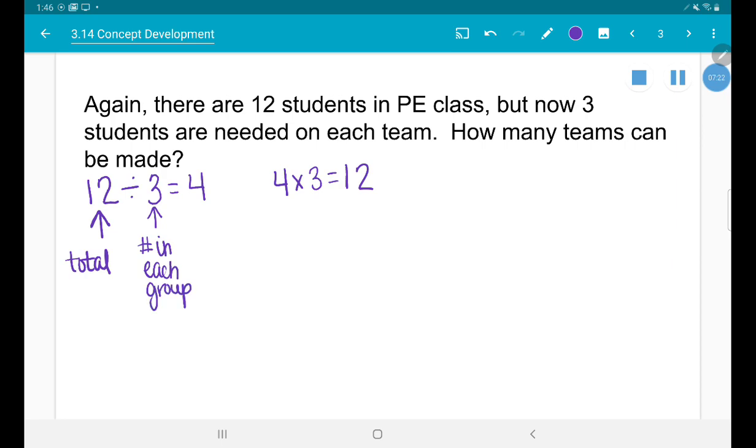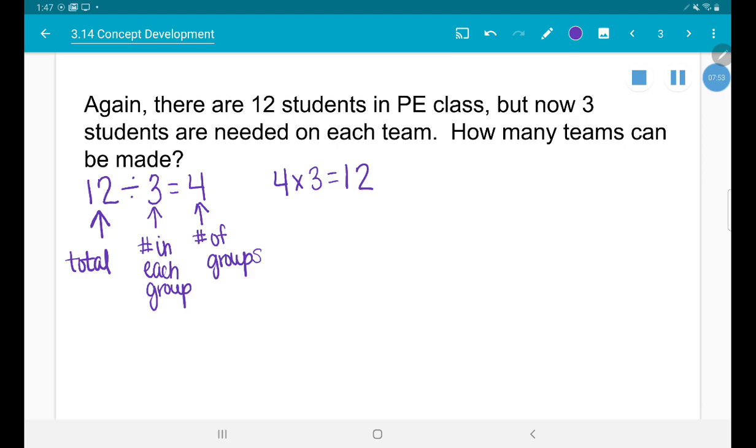And then the 4 represents what? How many groups there are? Yeah, the number of groups or teams. Very good. So that shows us that we can set up our division problems, and the quotient or the answer can either tell us the size of the group or the number of groups. We just have to use our problem to figure out which we are looking for.